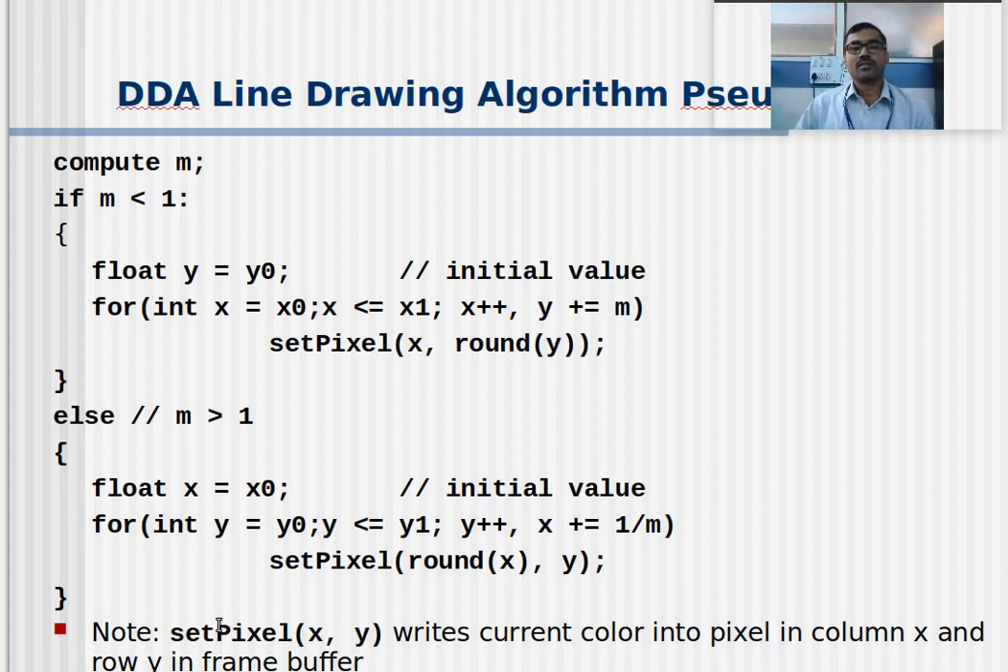In this set pixel, we write the current color into the pixel in column x and row y in the frame buffer. So we can highlight that particular pixel. This is the DDA line drawing algorithm pseudocode, and this is how we can proceed for the DDA line drawing algorithm.